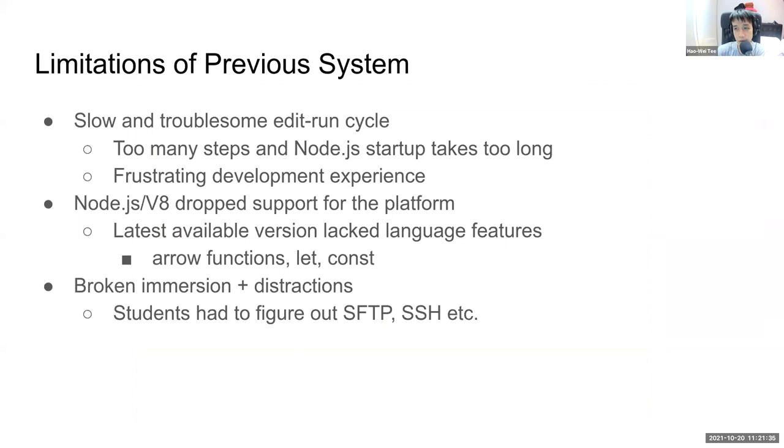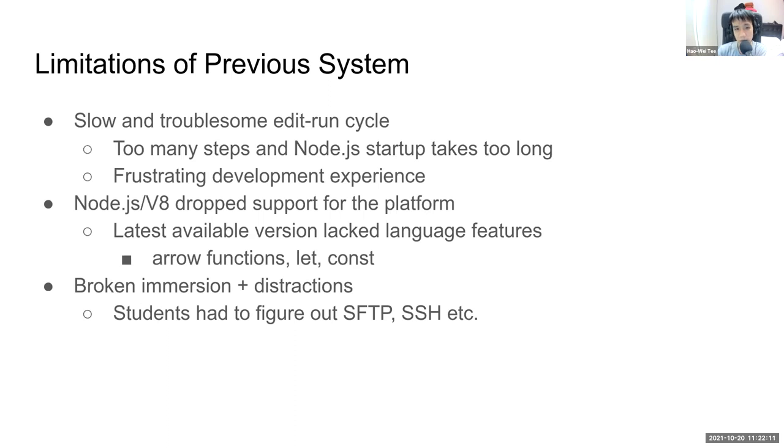Because Node.js, or rather V8, which is the JavaScript engine underlying Node.js, dropped support for the hardware platform that the EV3 is built on, we were stuck on a rather old version of Node.js that did not support some of the JavaScript features that we used in Source. And so this meant that when writing their robot programs, students had to essentially switch language dialects, on top of all the other frustrations that they already had.